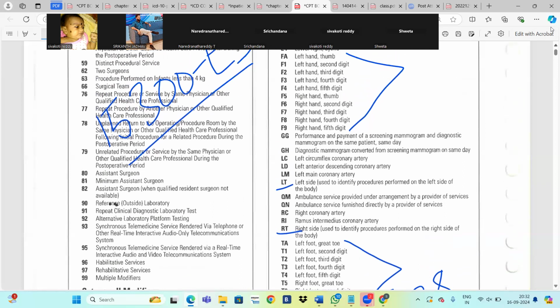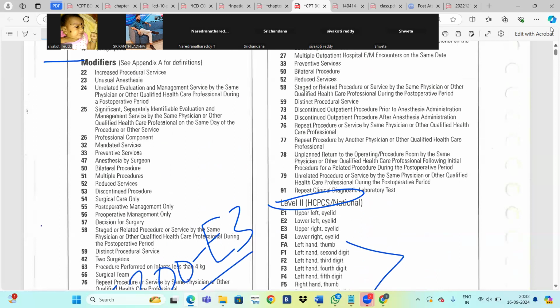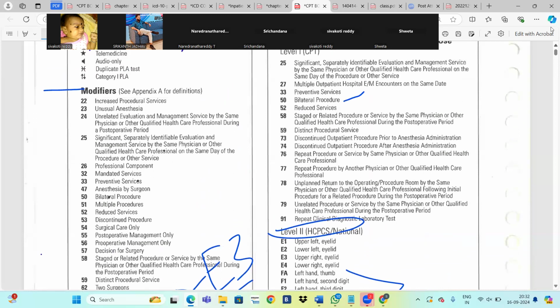we can give the 50 modifier. One more modifier, modifier 50, which means bilateral, okay? If they did the same procedure bilaterally, you can use this 50.